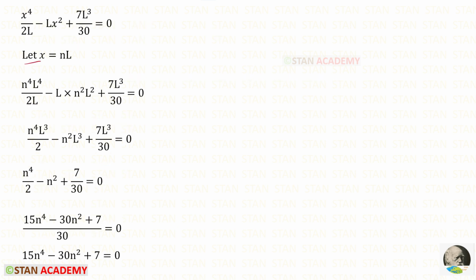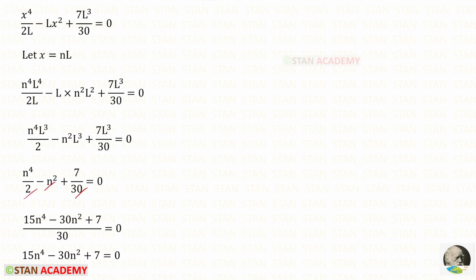Let us keep x as nL. Instead of x, we have to apply nL. We can eliminate L, and here it will be cube. L into L², it will be L³. We can take L³ outside and take it on the other side. 0 into 1/L³, it will be 0.